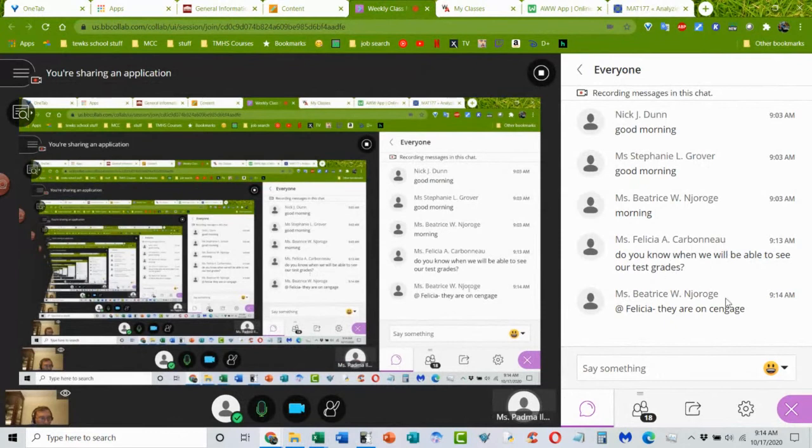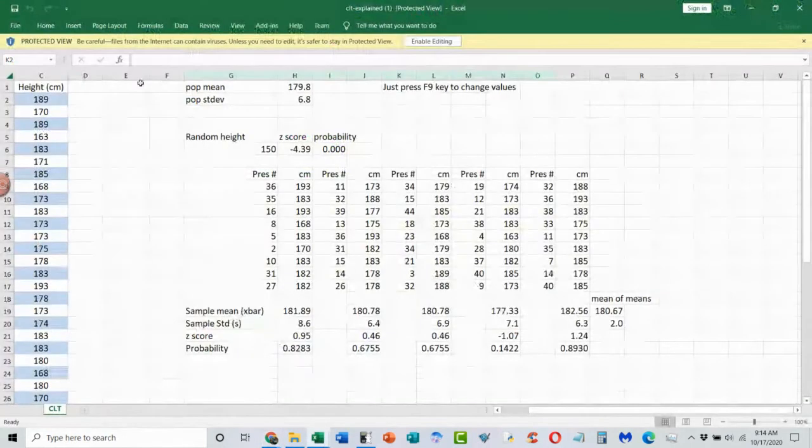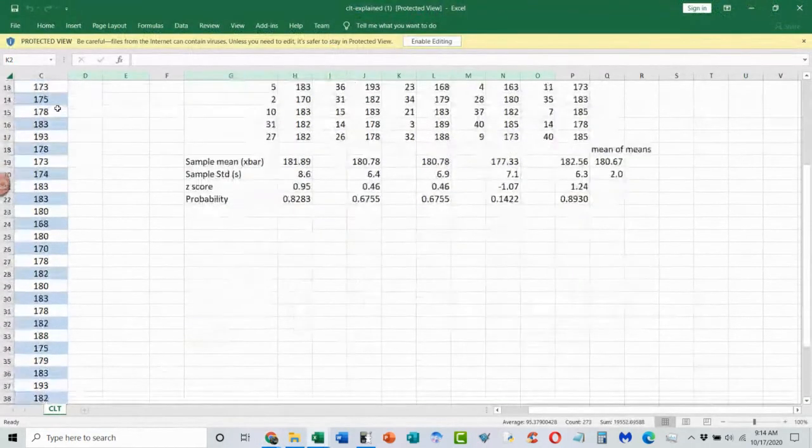Yeah, I'll probably put them up. Oh yeah, that's Aaron, and then I'll put them in Blackboard afterwards. But yeah, they are in Cengage automatically once you do this. So here's all the president's heights.